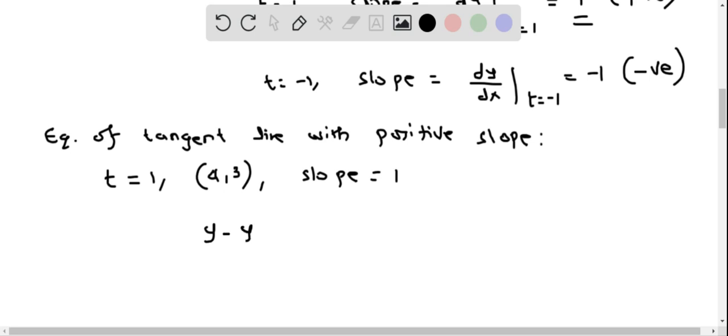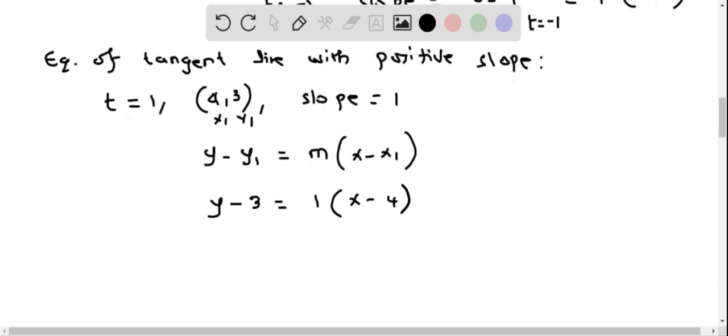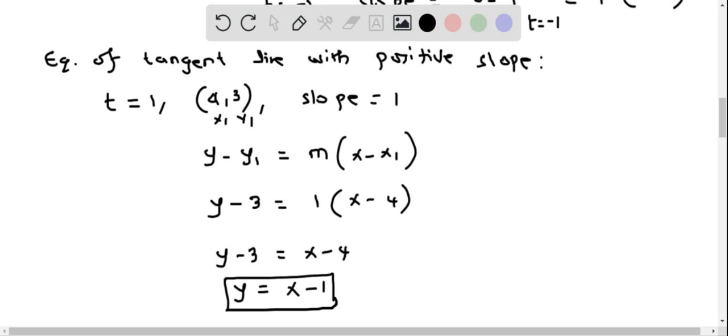This means we can find the equation of the tangent line with the point and slope form, that is y minus y1 equals m, the slope, times x minus x1. Here the point x1, y1 is 4 comma 3. So plugging it into this equation, we get y minus 3 equals slope 1 times x minus x1, which is 4. Let's simplify this. So we have y minus 3 equals x minus 4. Otherwise, adding 3 on both sides, we get y equals x minus 4 plus 3, which is x minus 1. So this is the equation of the tangent line with positive slope.